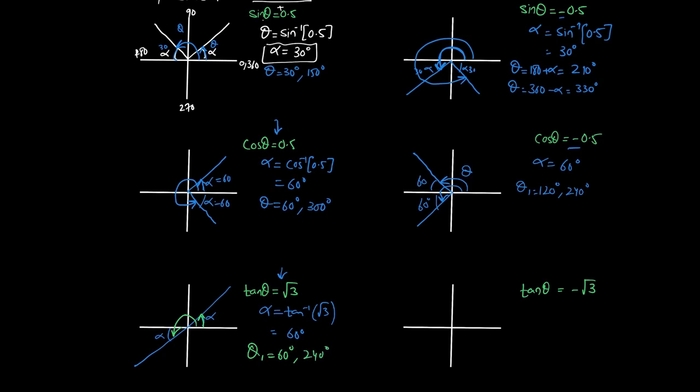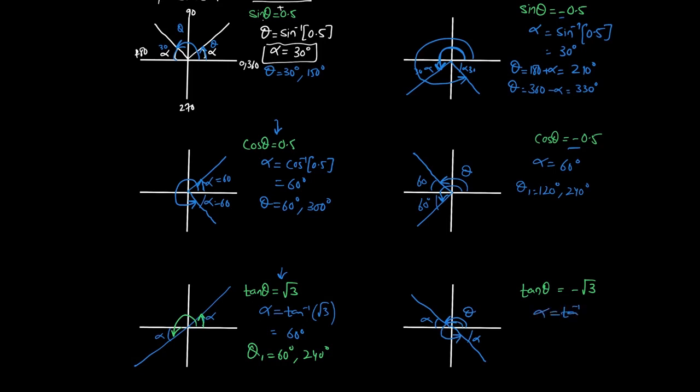Similarly, if tan theta was negative, tan theta is negative in the second and the fourth quadrant. Same logic, these are your basic angles, this value would be your value of theta and the other value of theta would be this. Find the basic angle.